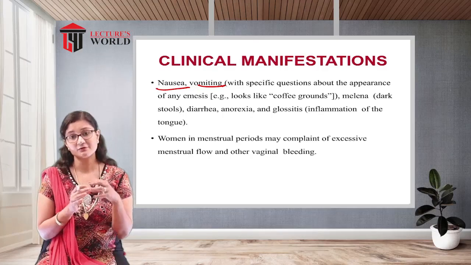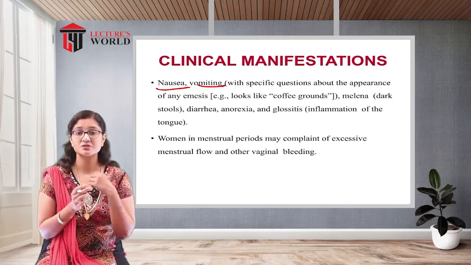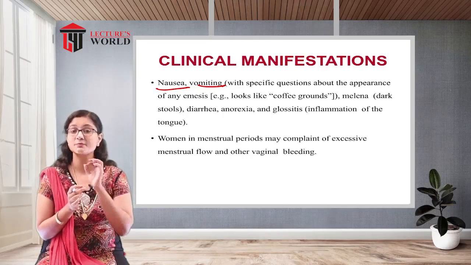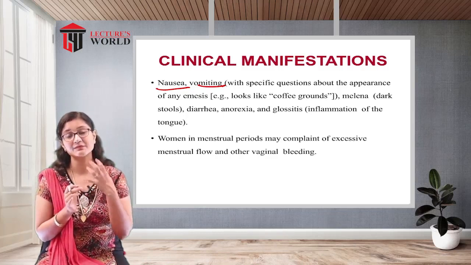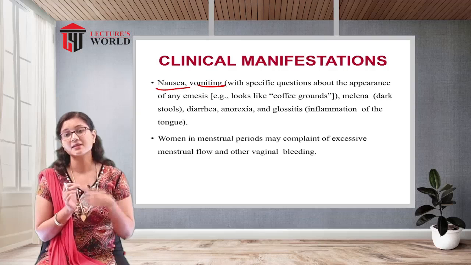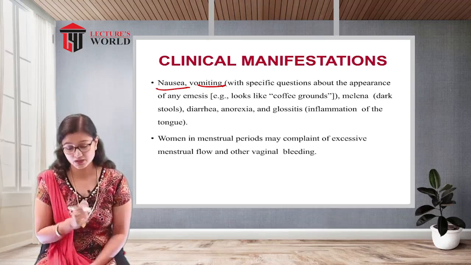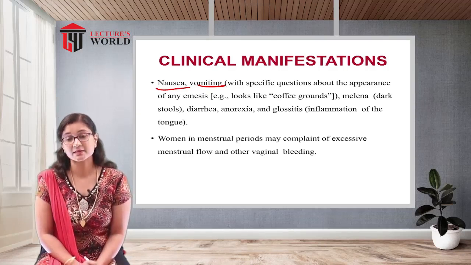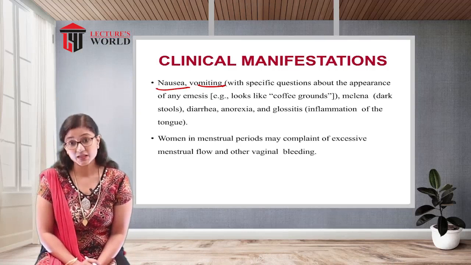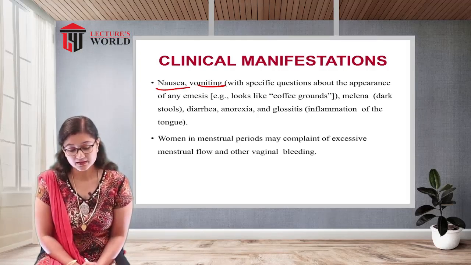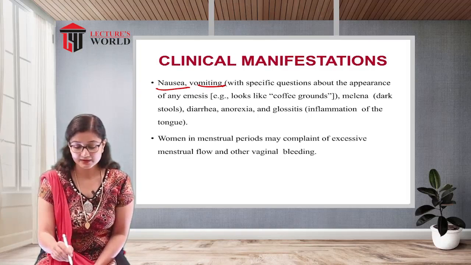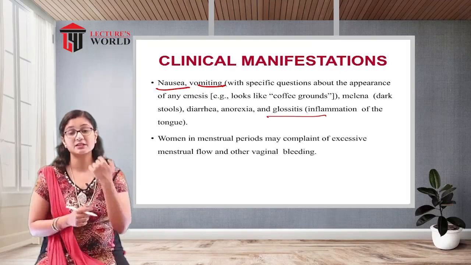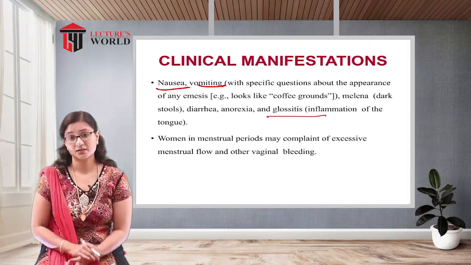Now if it is a fresh blood because of some injury into the esophagus and all, it will be bright red color. Okay, but this is where there is for a longer period of time, there is a blood which is present and that is coming out, that will be coffee ground in color. Next is melena, that is nothing but there is blood in the stool, that time we call it as melena. Next is diarrhea can be there, anorexia, doesn't feel like eating anything. Glossitis is also common, that is nothing but inflammation of the tongue.